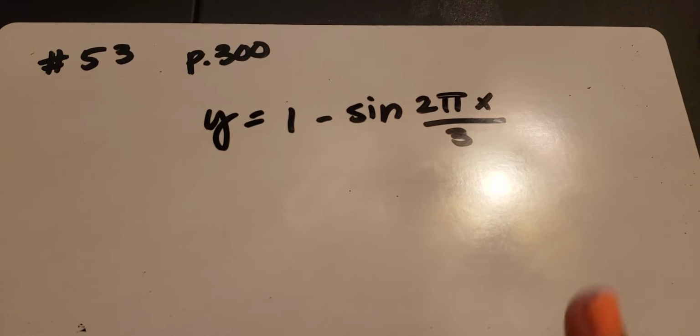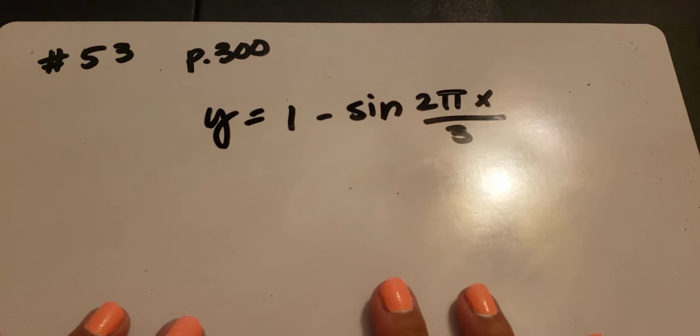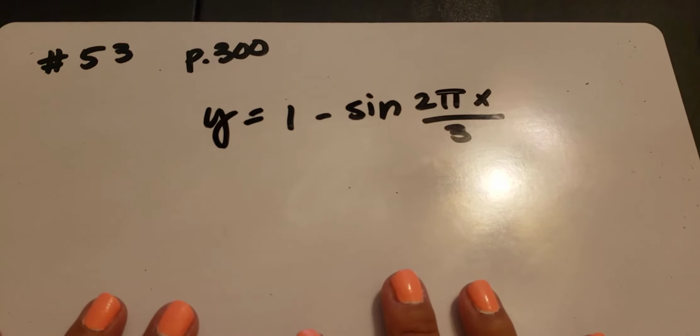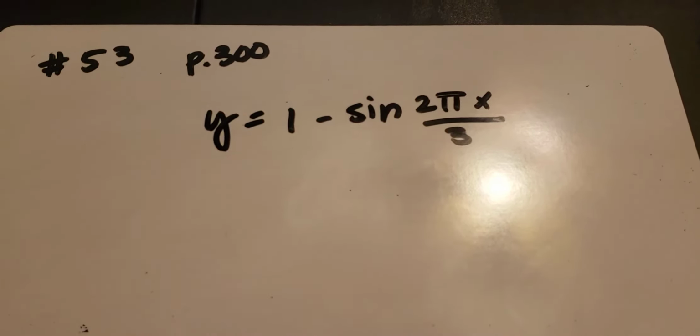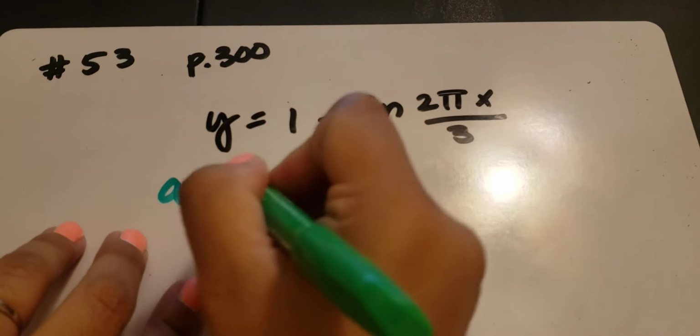Okay, so I kind of like this one. If you feel comfortable enough where you can get started and you don't need another example, you can always fast forward, okay? But I'm going to go ahead and do this one with you. Okay, so let's start writing everything that we know, okay? So here we go. Amplitude.